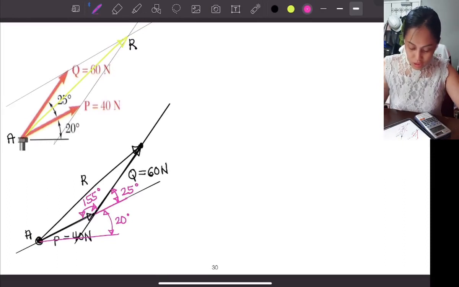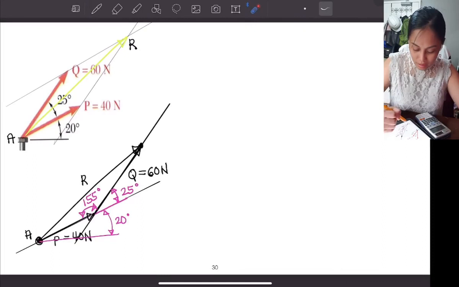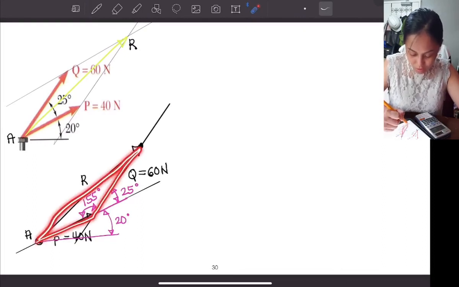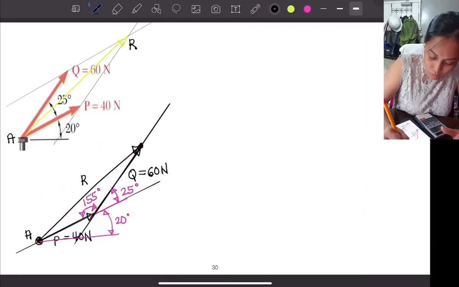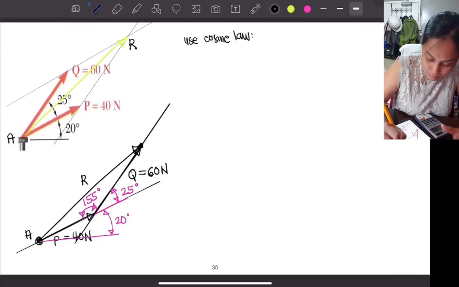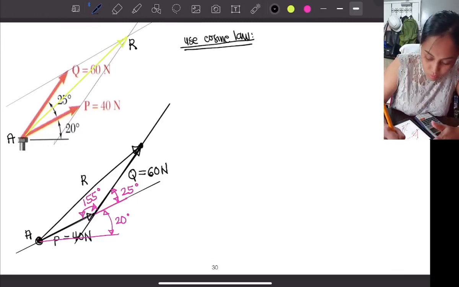Okay, so now we have the angle, and we know the values of all the sides. We know that this is 40, this is 60, this is R, which is unknown, and this angle is 155. So we can now use the cosine law to solve for the resultant force R.